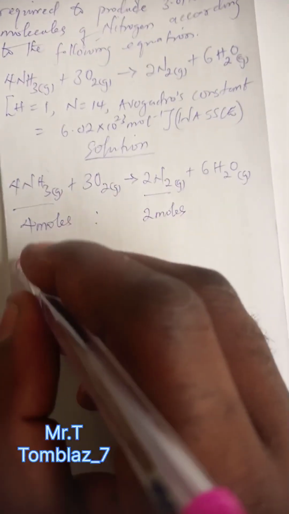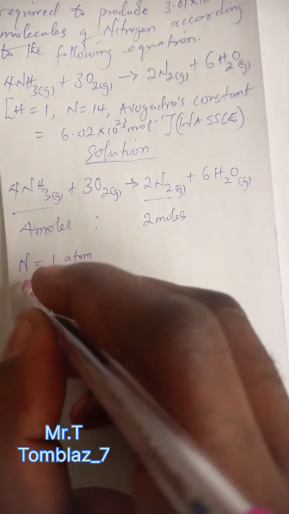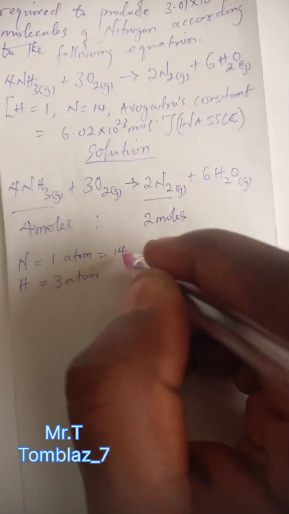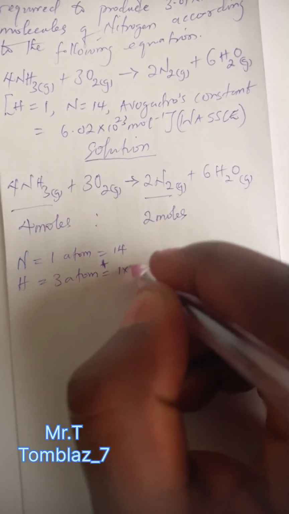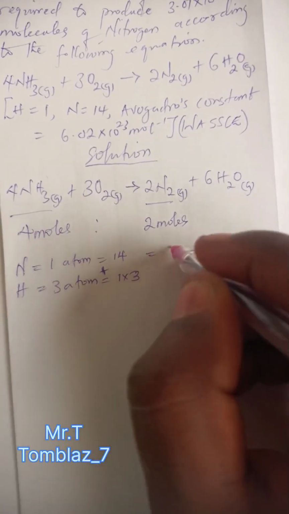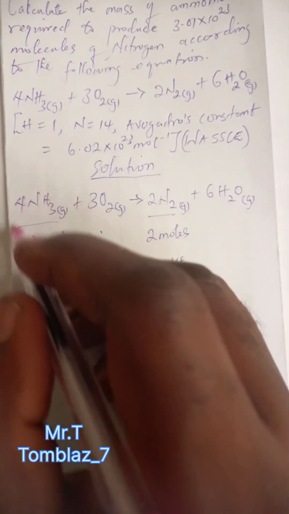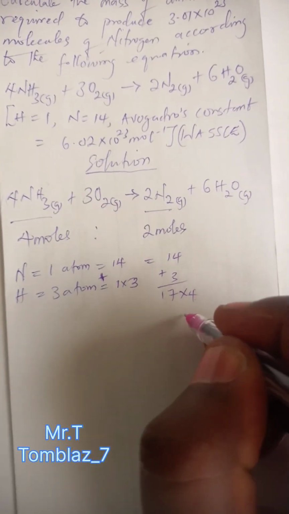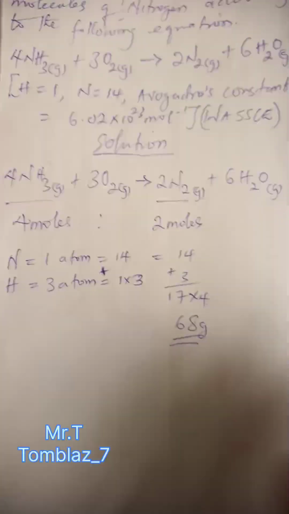Now let's find the relative molecular mass of ammonia. We have nitrogen to be just 1 atom. We have hydrogen to be 3 atoms, right? So this is going to be 14 plus 1 times 3. So it gives you 14 plus 3. This gives you what? 17. But how many moles of ammonia do we have? 4. So we have 17 times 4. This will give you 68 grams, right? So we have 68 grams.